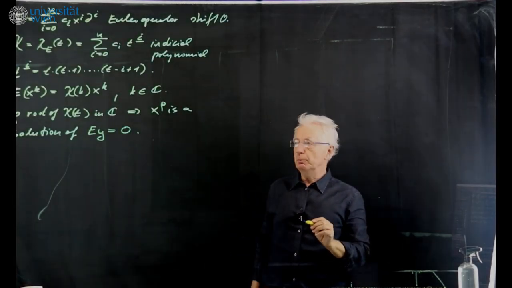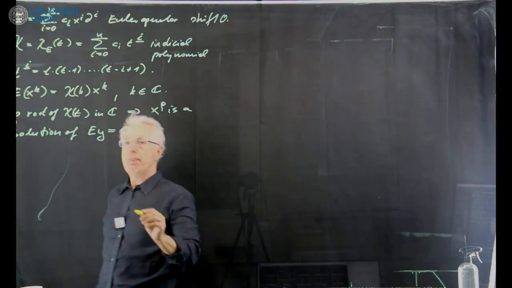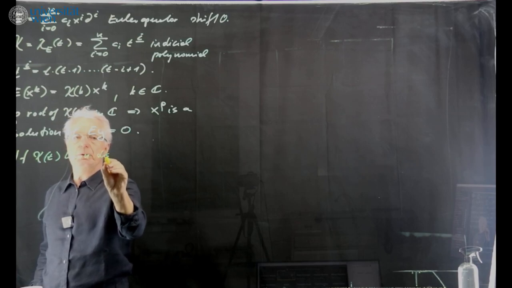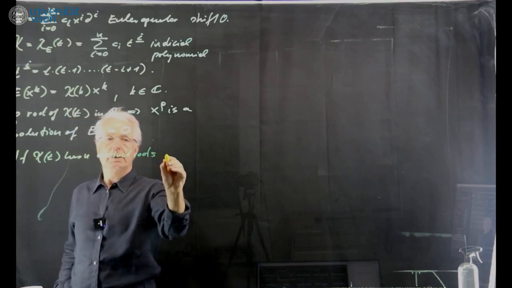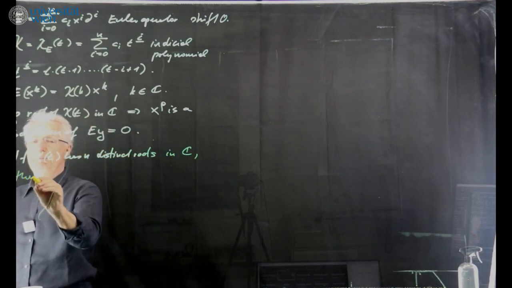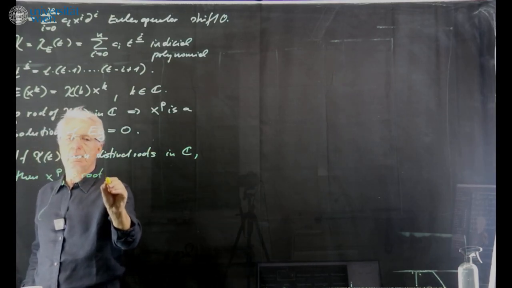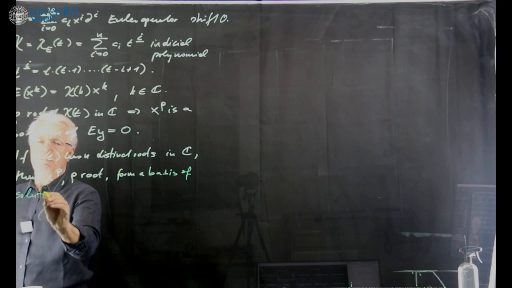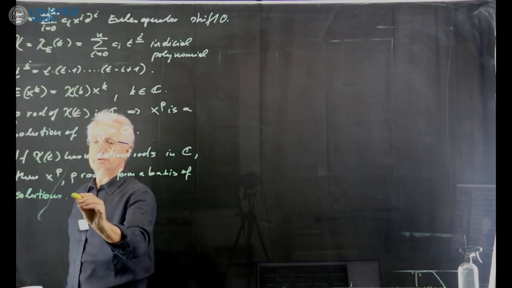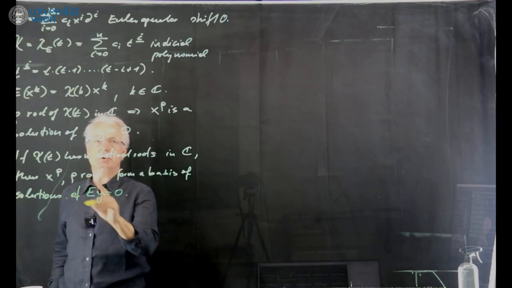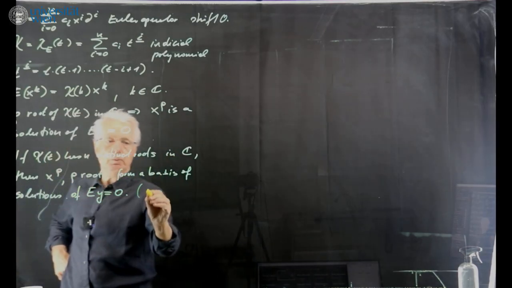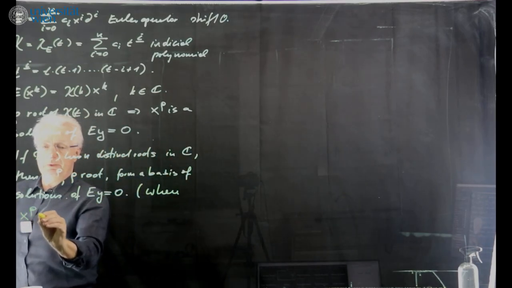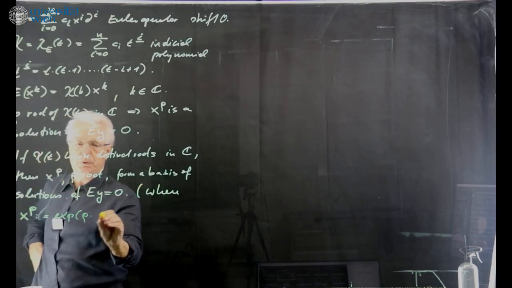And now, if the initial polynomial chi(t) has n distinct roots in C, then x^rho, rho a root, form a basis of solutions of E y equals zero. And maybe I should repeat what I mean by x^rho: if rho is an integer, it's just the usual monomial. And otherwise, you define this as exp(rho times log x).